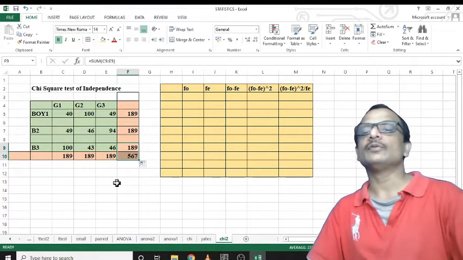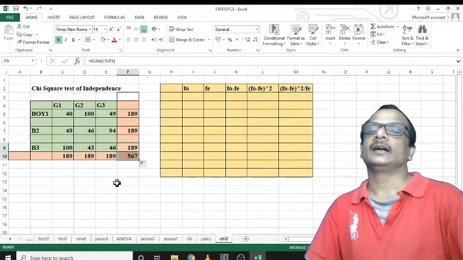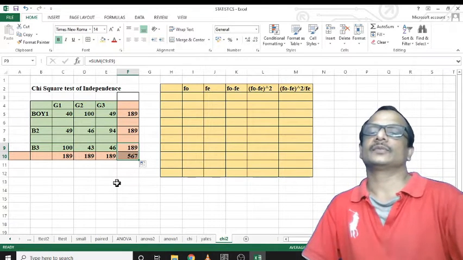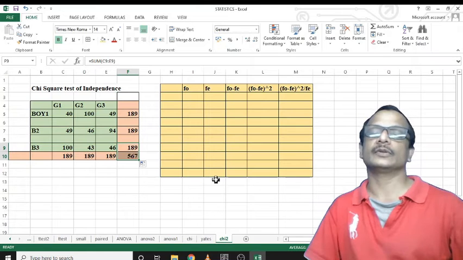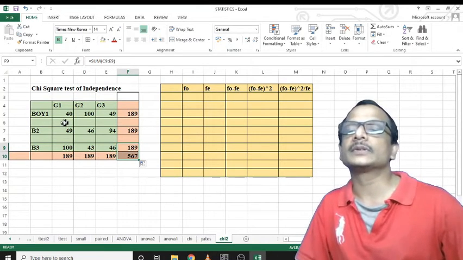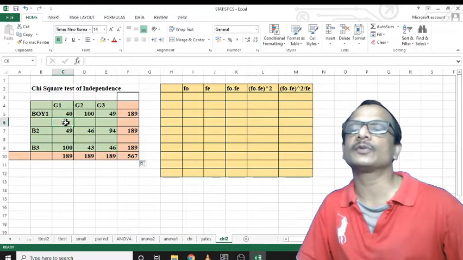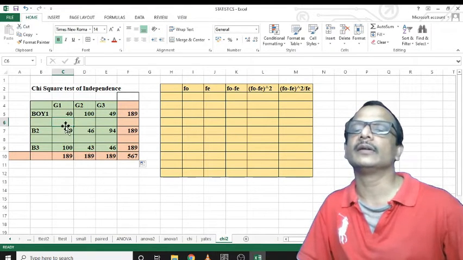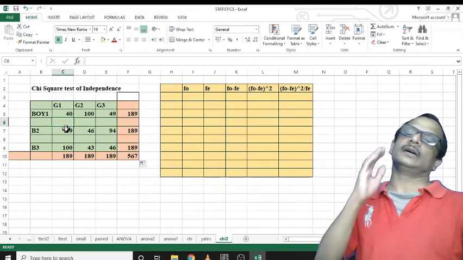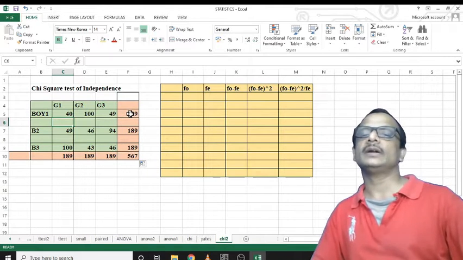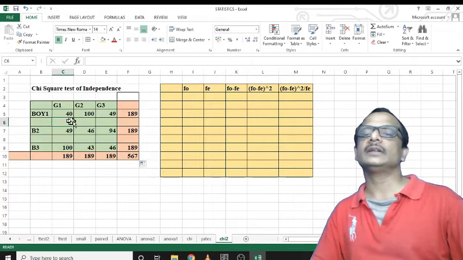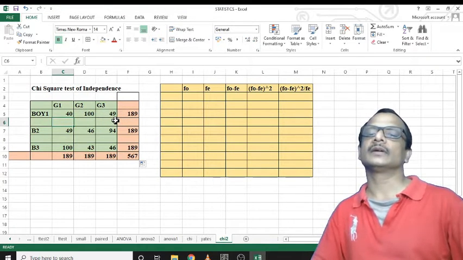And now we have to find out expected frequencies. Here the observed frequency can be typed here, and we have to calculate the expected frequency. In order to calculate expected frequency of this cell, boy 1 with girl 1, actually among the 567 days or among the 189 days, if it is divided equally by 3, it may appear here.